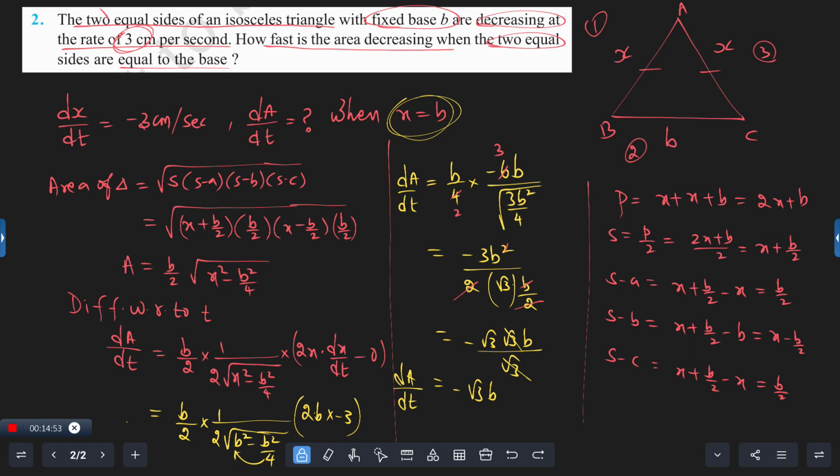Therefore area is decreasing at root 3b, centimeter per second, sorry, area means square, centimeter square per second. Okay, that's it. This is our required answer.